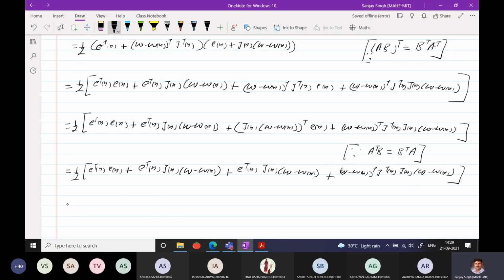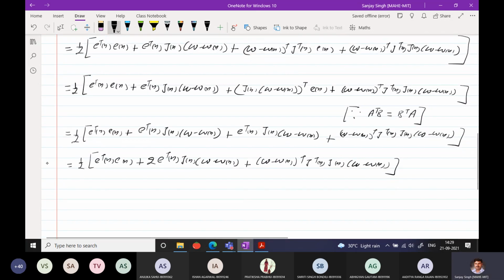Okay. Now when I have this, I can write it like this. This is nothing but the dot product only, and this is happening twice. So twice E_n^T J_n (W minus W_n), plus this (W minus W_n)^T J_n^T J_n (W minus W_n). So this is the simplified equation, right?